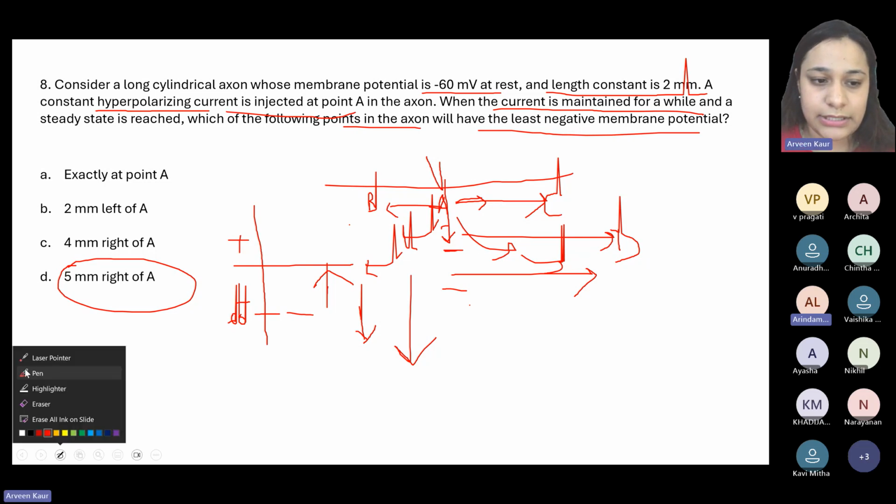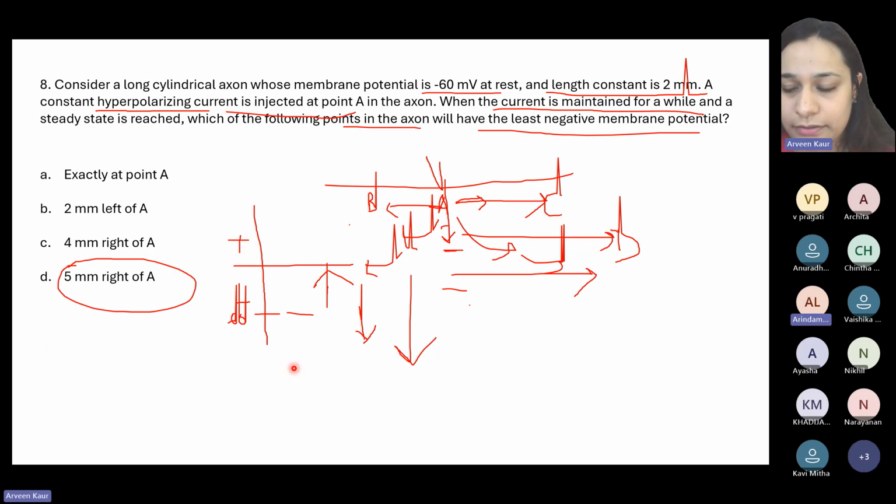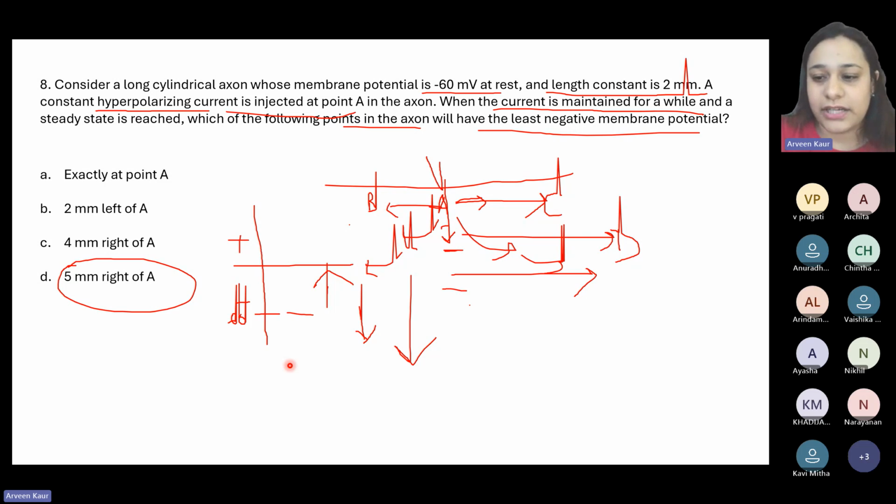Ma'am, why is it not 4 mm right of it? Why is it 5 mm? 5 is the farthest point, right? Okay. Got it. The farther we are going, right and left here make no sense at all. Even if the options were 5 right and 5 left, both of them would have been correct, right? But that is not the point.